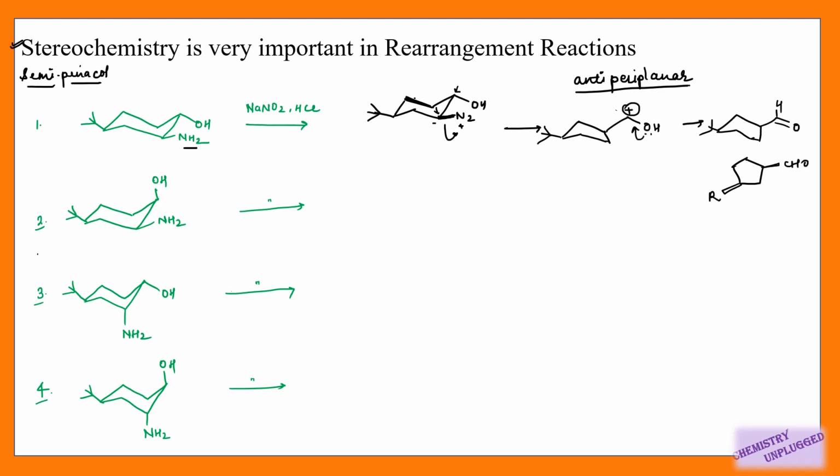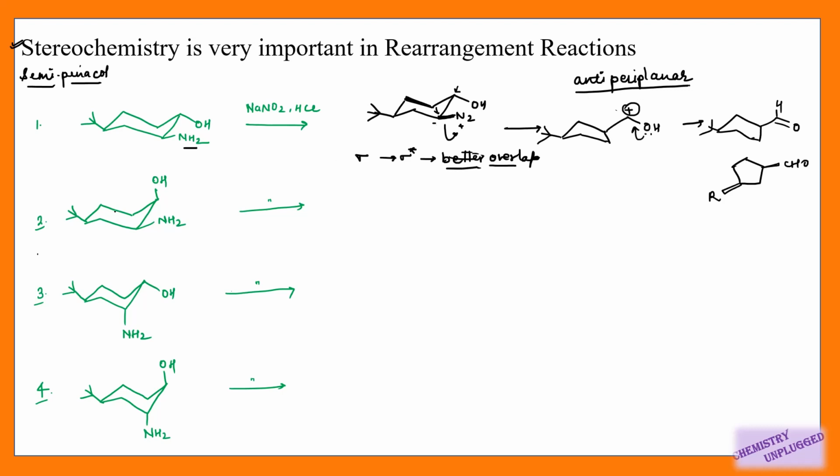Why should the migrating group and the leaving group be anti-periplanar to each other? Because if we are removing this nitrogen, then we can get electrons from this migrating group in the anti-bonding orbital of this carbon-nitrogen bond. So we are getting electrons from sigma to sigma star. From this sigma bond, we are getting electrons in the sigma star of this carbon and nitrogen. These two orbitals should overlap better, and for better overlapping, they should be anti-periplanar to each other.